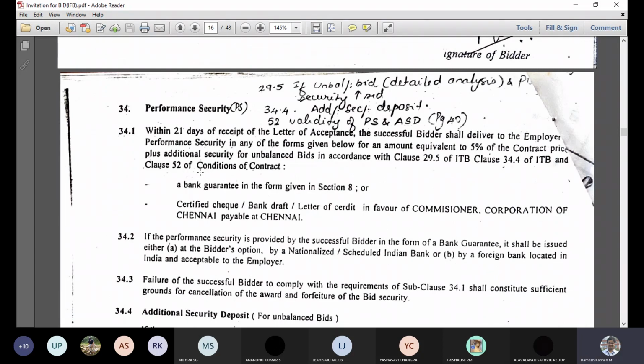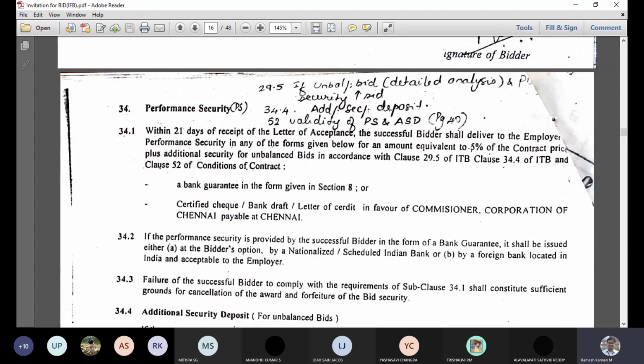And performance security. Once the successful bidder is evaluated, he will be given back the caution deposit or the bid security that they have submitted. In addition to that, they will have something called performance security, something like 5% of the contract price, plus additional security for an unbalanced bid, where the nature of the bid itself is very uncertain, or has some chaotic, stochastic element to it.